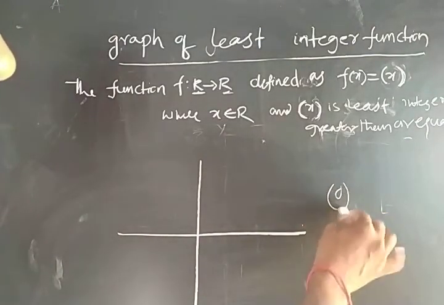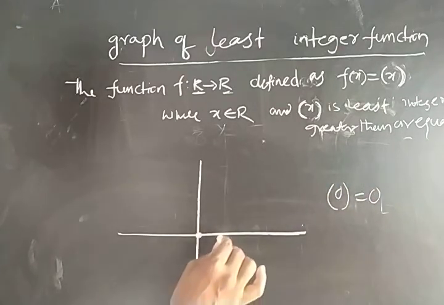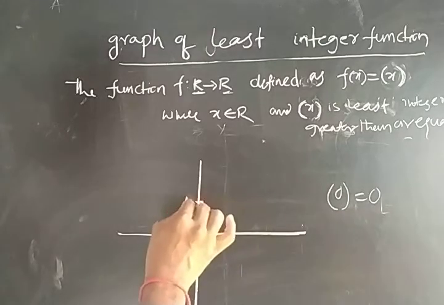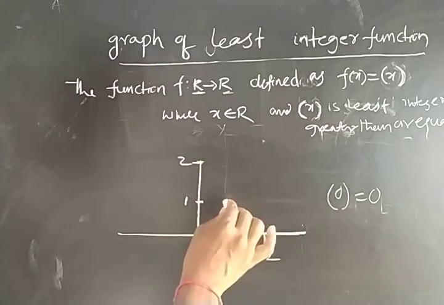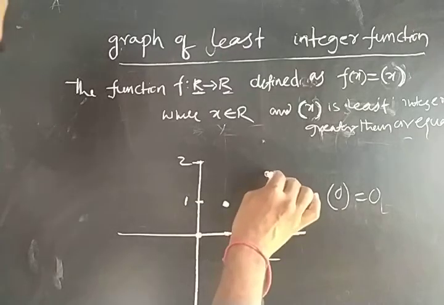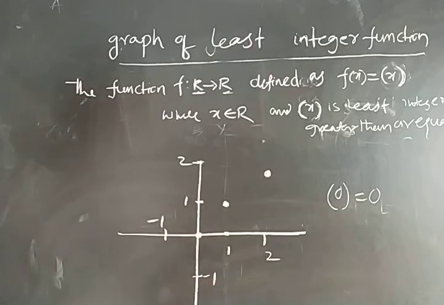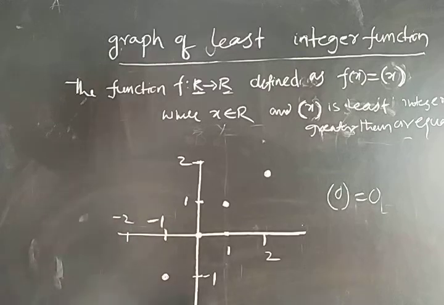Suppose I am taking 0. For every integer you will get the same integer: 0 image 0, 1 image 1, 2 image 2. This is minus 1, minus 1 image minus 1. Minus 2, minus 2 image minus 2, okay. Shaded circles I am taking here for integer values.